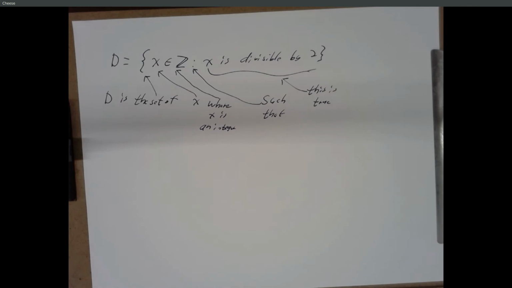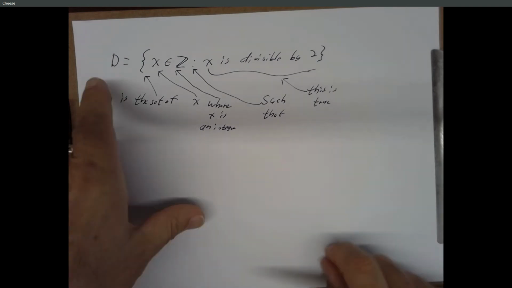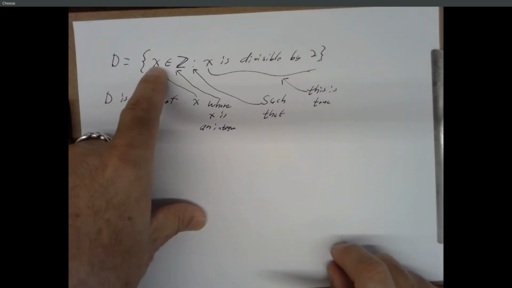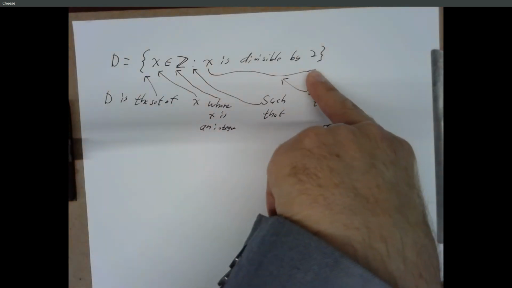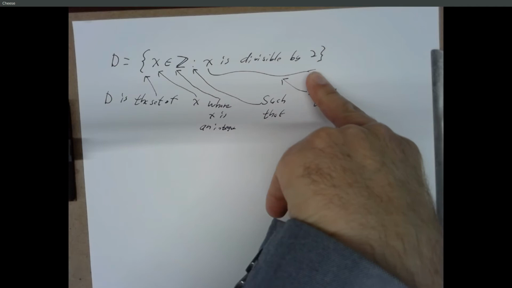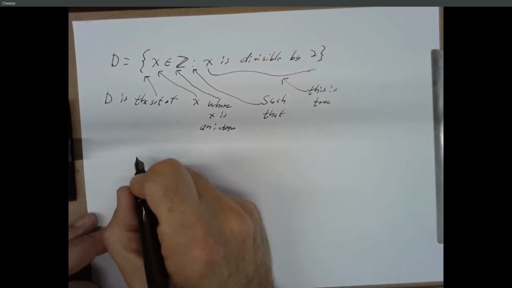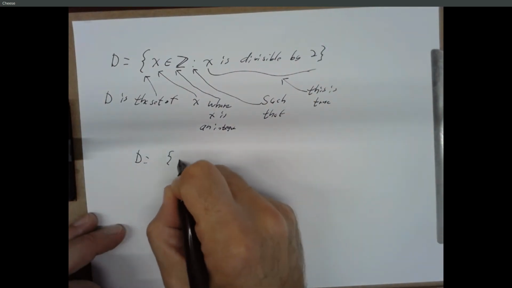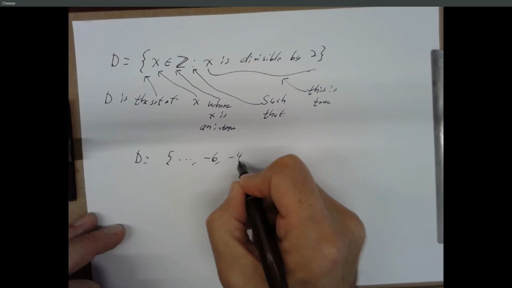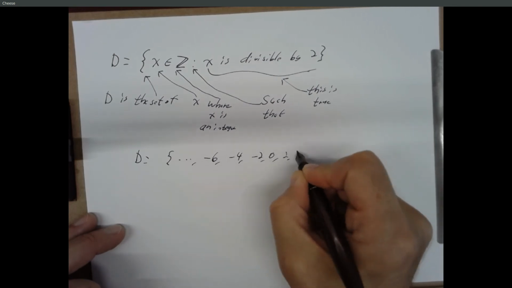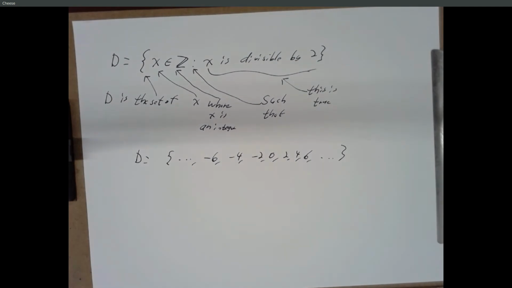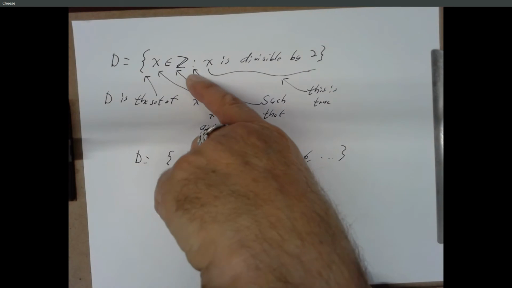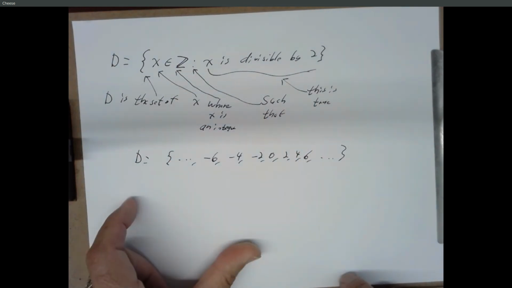So this line on top, we can translate that as follows. D is the set of all integers X such that X is divisible by 2. Which we might write as that. But this such as notation is really powerful, and we'll use it a lot.